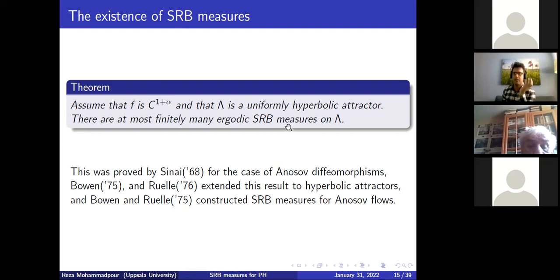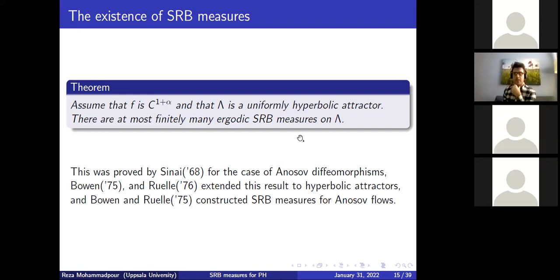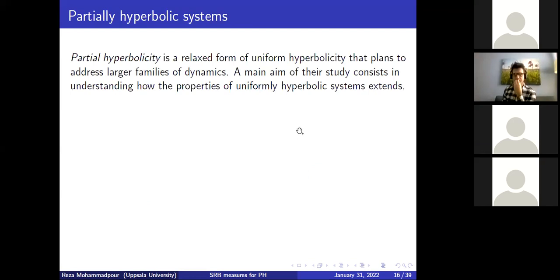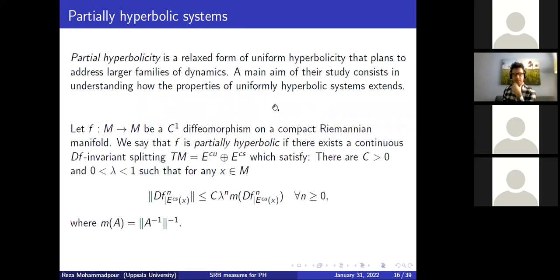So we know how to construct SRB measures for uniformly hyperbolic attractors. One may ask how we can extend it to a more general class of systems. A more general class than uniformly hyperbolic is partially hyperbolic systems. So let's discuss partially hyperbolic systems. The main aim of the study is to understand how properties of uniformly hyperbolic systems extend. Let's define a partially hyperbolic system.